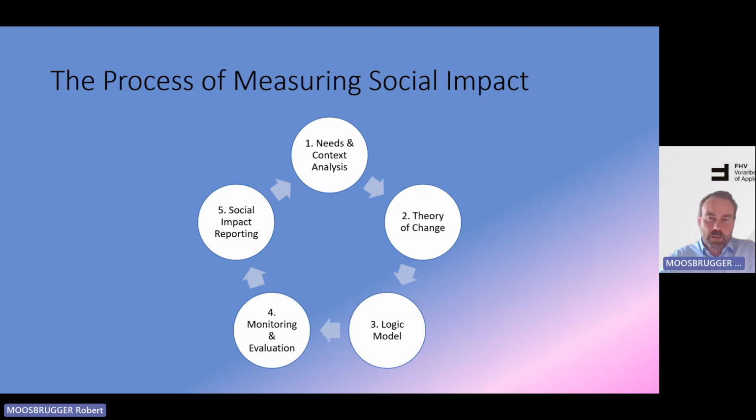And then once your initiative is implemented, or maybe it's an ongoing initiative, you'll also have an annual reporting, for example, of your initiative. So you do a social impact reporting. So these are the 5 steps of the process for measuring social impact that most organizations follow. And we will now look into each of these 5 steps.